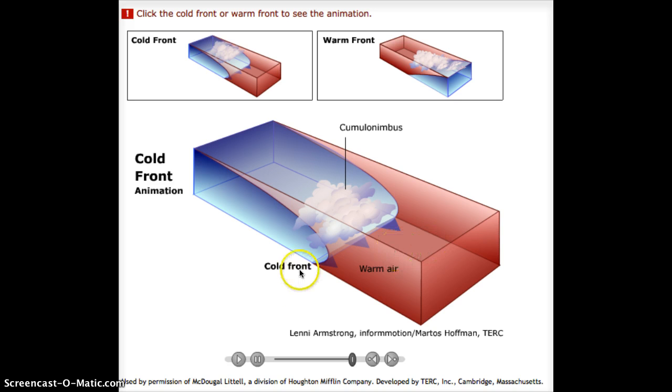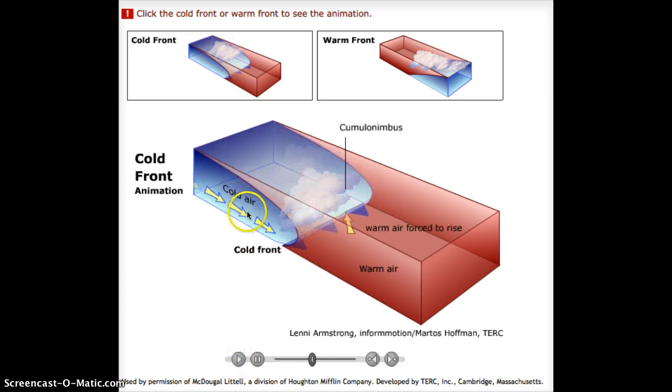Now, first of all, the word front just means the boundary between two different air masses. And when I say different, I mean either one is cold and one is warm, or one is dry and one is humid, or both. The most different would be cold and dry running into warm and humid. But there's something different about the air, and so there's a boundary between them, and that boundary is called a front. So let's look at the cold front.